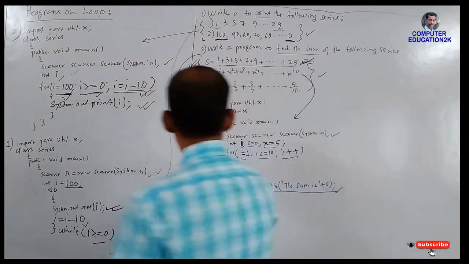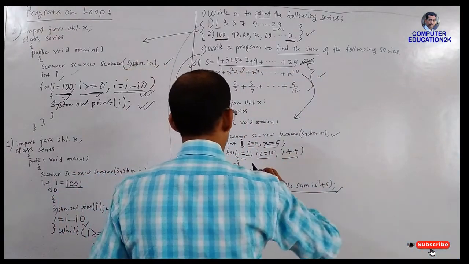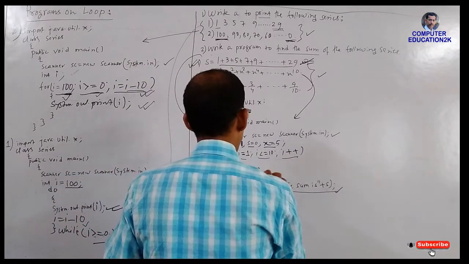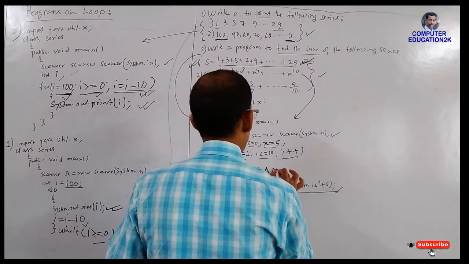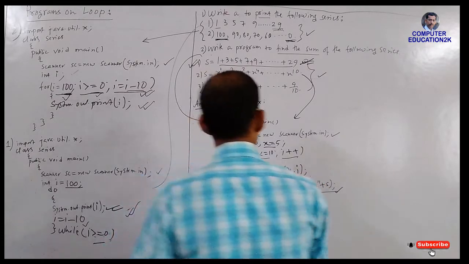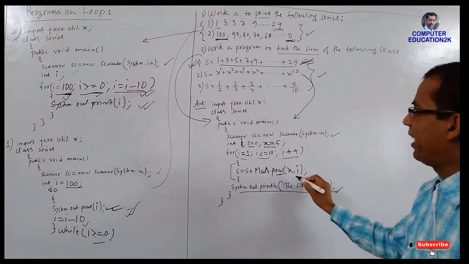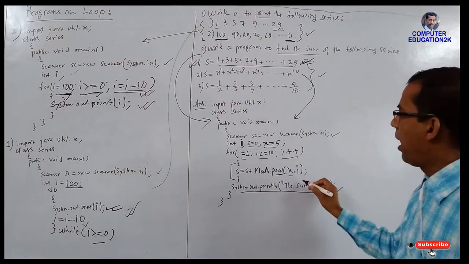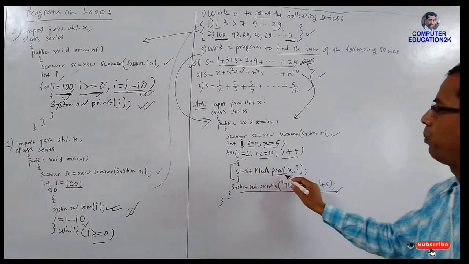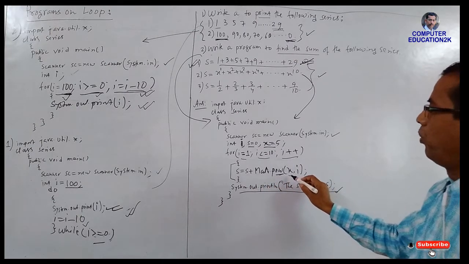And then we will find the sum. How to find the sum? To find the sum, S equals to S plus Math dot pow x comma I. Pow means power. Whose power? X. By whom? I. Okay. So S equals to S plus Math dot pow x comma I.